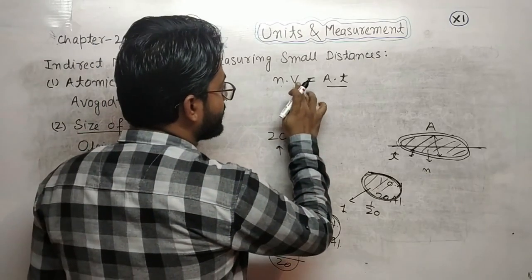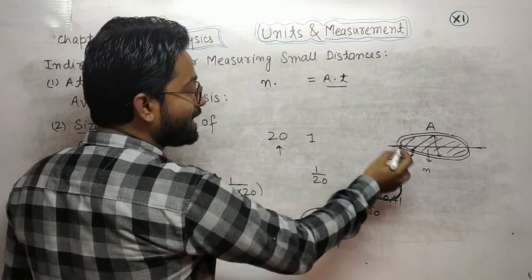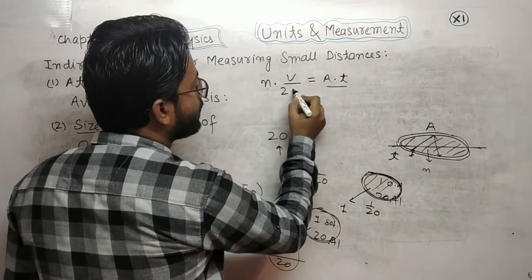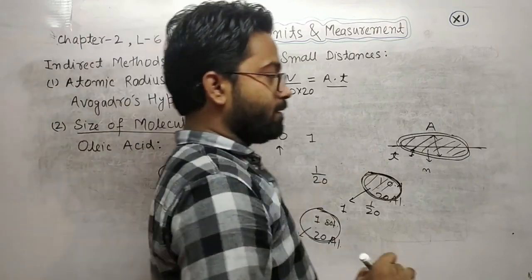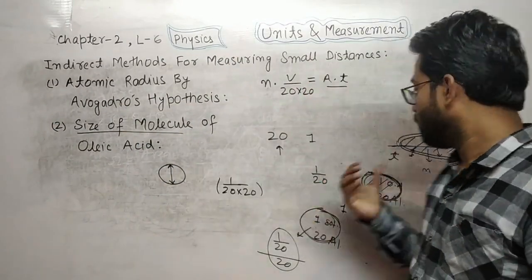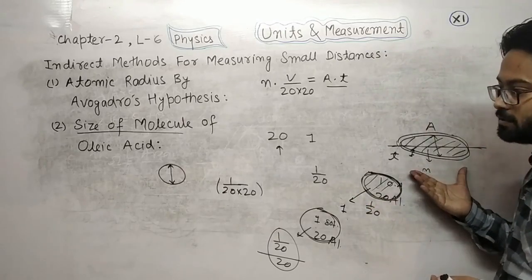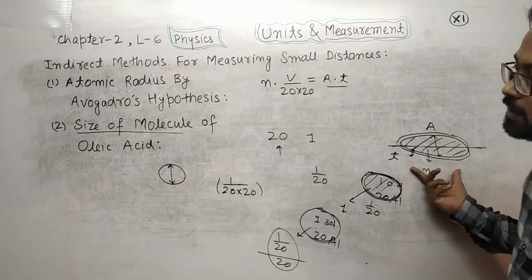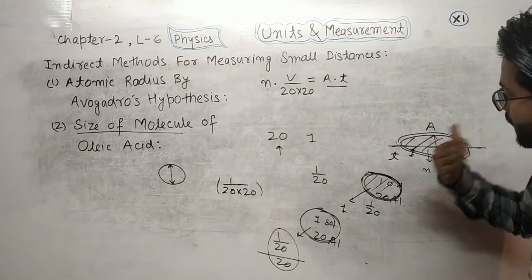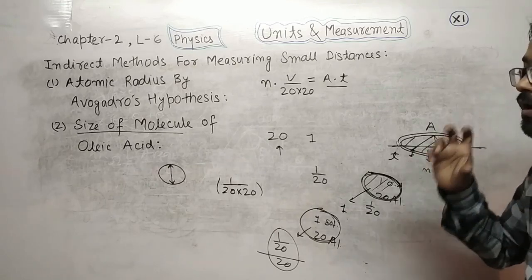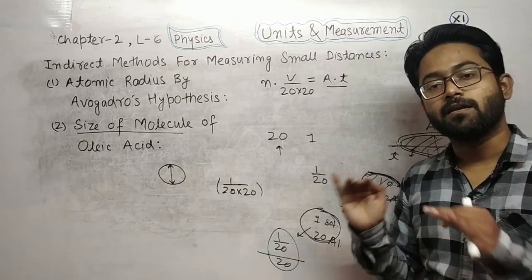That means we can say that the only oleic acid present is V upon 20 into 20. What will happen after some time? Alcohol will evaporate. Alcohol will not be present on the surface of the water with the oleic acid. That's why at last you will get only oleic acid on the surface of the water, making a unilayer.